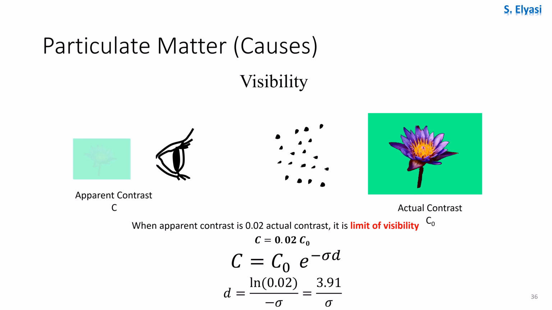Practicing the equation, when apparent contrast is 0.2 times the actual contrast, distance can be calculated based on the scattering extinction coefficient. Further analysis determines the limit of visibility, which is the farthest distance at which an object or light source can be clearly seen or recognized by an observer.